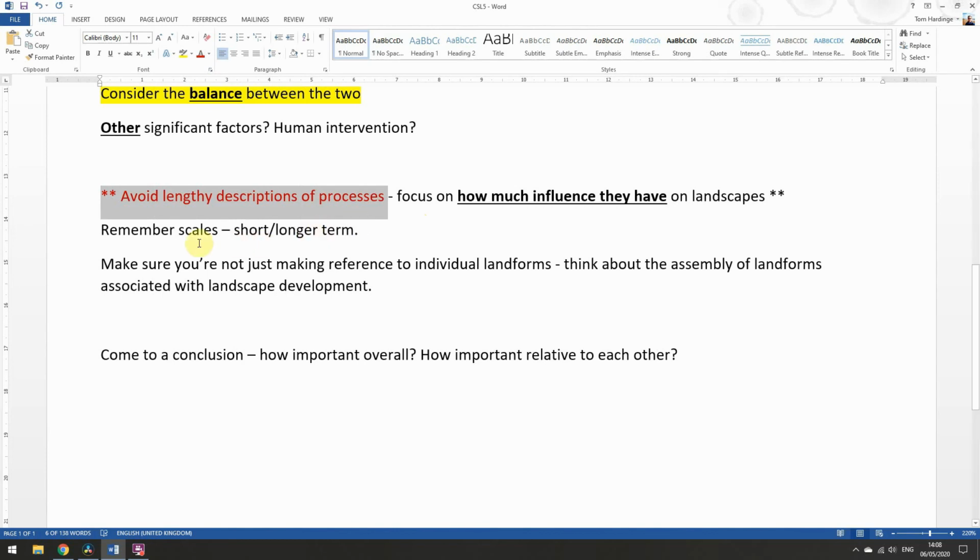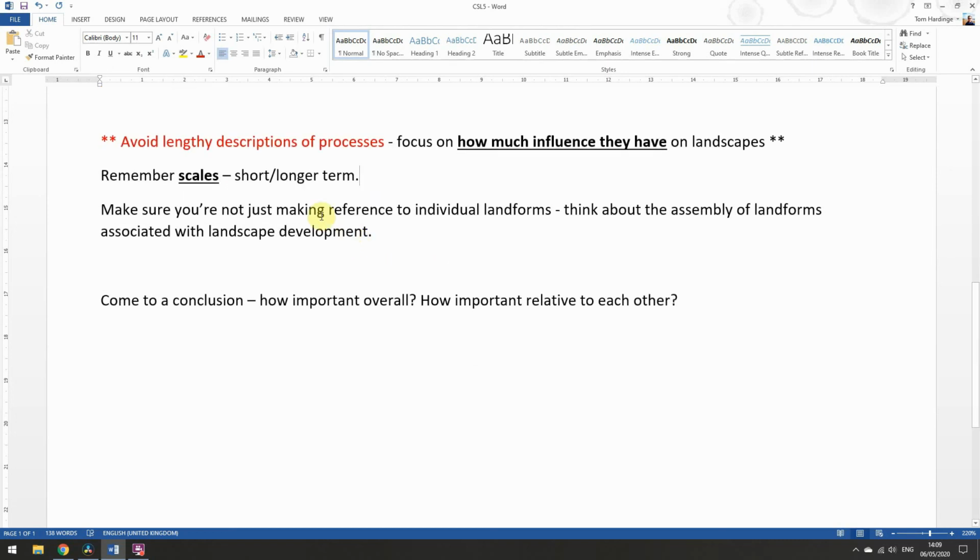Remember, as always, within a 20-mark question, we want to be thinking about different scales. So there's an opportunity to think about different places within your landscape examples that you might mention. You might also consider different time scales. So in the short term versus the long term, does that change your opinion of how important relatively weathering and erosion processes are? And as I've said before, make sure you're not just making reference to individual landforms. You want to think about landforms assembling together as being what we mean by a landscape.